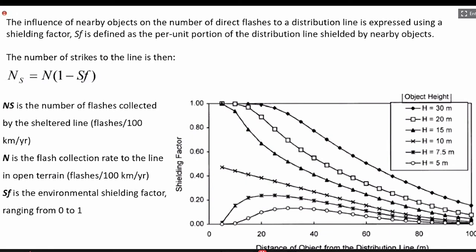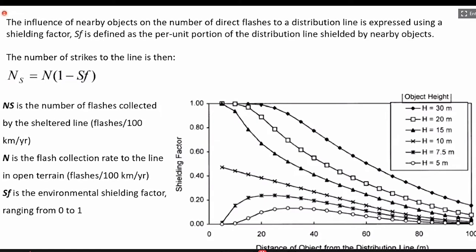But we have to do a small correction to this, because sometimes, especially in the case of medium voltage lines, the close by objects, say trees, buildings and so on, or even parallel lines, may make a difference in the number of flashes collected. So we introduce another new factor called the environmental shielding factor, which goes from 0 to 1. If it is 0, that means no shielding at all. So NS becomes N, which we calculated earlier.